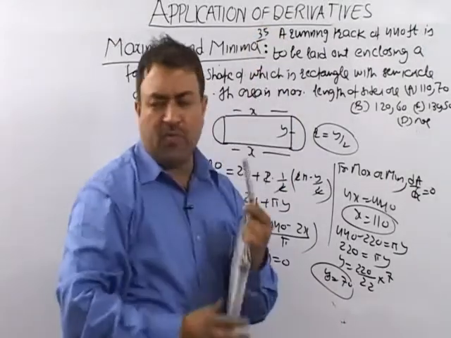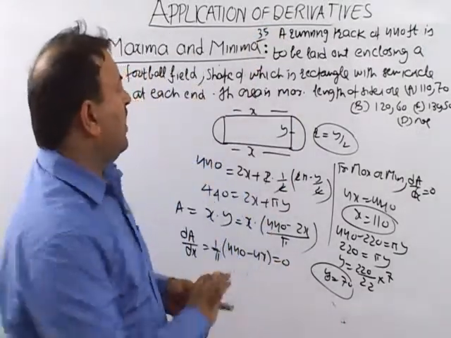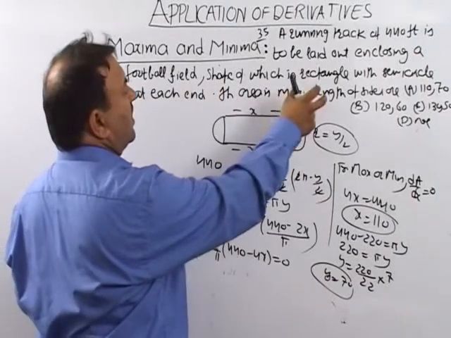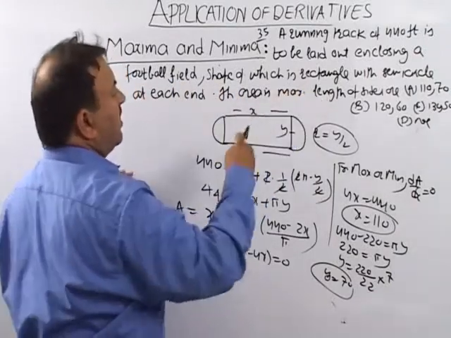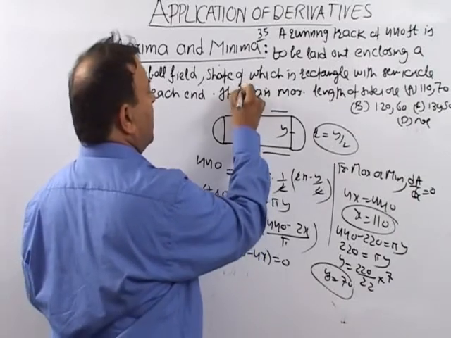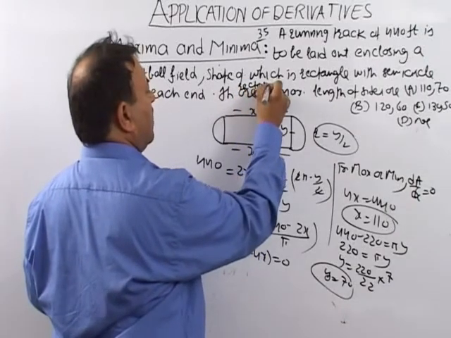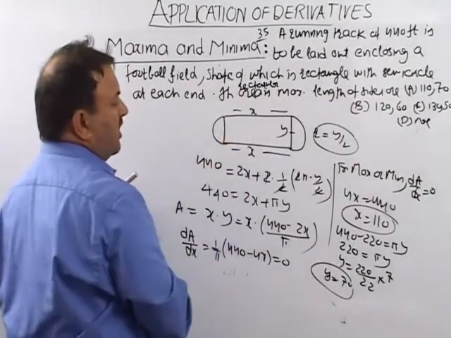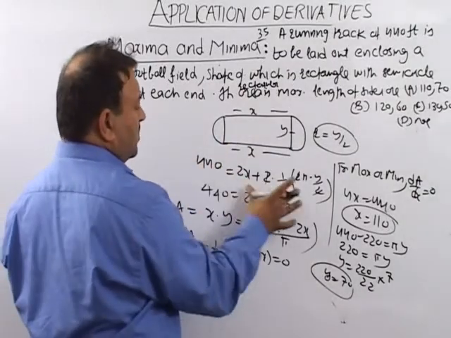A running track of 450 feet is to be laid out enclosing a football field, the shape of which is a rectangle with semicircle. Here the area is given. If the whole area is not maximum, we are given that only the rectangular area is maximum. So 440 is this one whole.